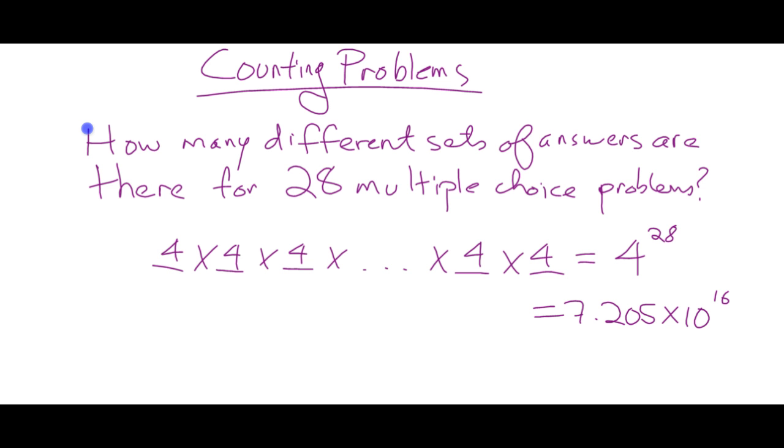So what's 10 to the 9th? Billion. 10 to the 12th. Trillion. 10 to the 15th. Quadrillion. So this is 72 quadrillion. That's a big number, right?